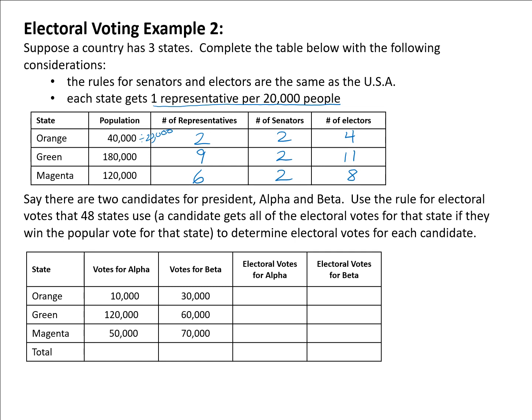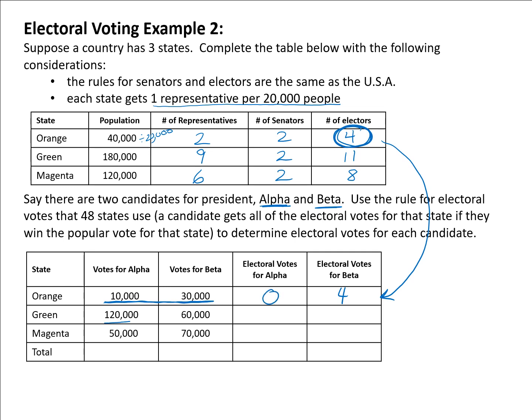Now again, let's go to the election now. Let's say we have 2 candidates, alpha and beta this time. Let's use the same rules that most states use for assigning electoral votes. So we're going to look at each state individually and assign all of their electoral votes to whoever wins in just that state. So in the state of Orange alone, when you look at their votes, more people voted for beta. So all of the electors, those 4 electors from the state of Orange, all go to beta. So 4 votes go to beta, 0 go to alpha.